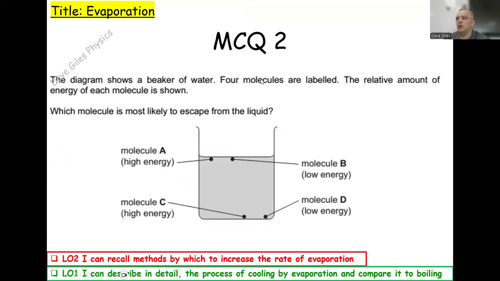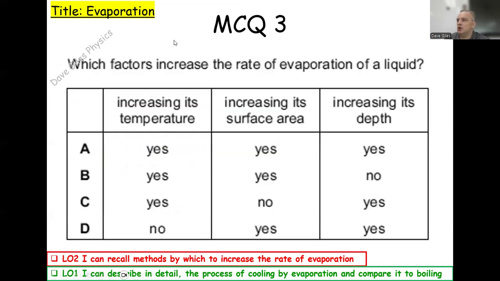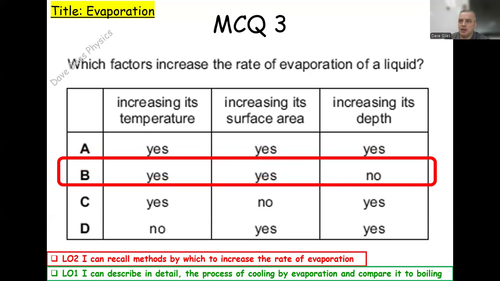The diagram shows a beaker of water. 4 molecules are labeled. The relative amount of energy of each molecule is shown. Which molecule is most likely to escape from the liquid? It's going to be the one near the top with the most energy, which is A. Okay. Question 3. Which factor increased the rate of evaporation? Increasing its temperature? Yes. Increasing the surface area? Yes. The depth. Now, regardless of whether you've got a shallow cup or a deep cup, it's going to be the same rate of evaporation. So that is not a factor. So the answer is B.